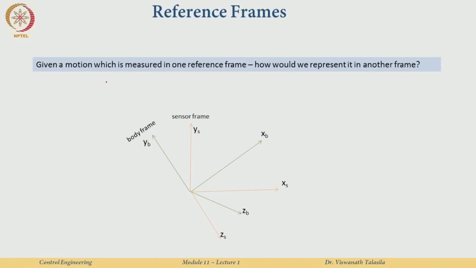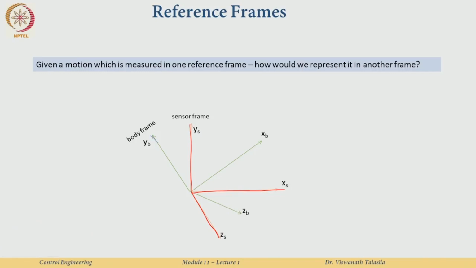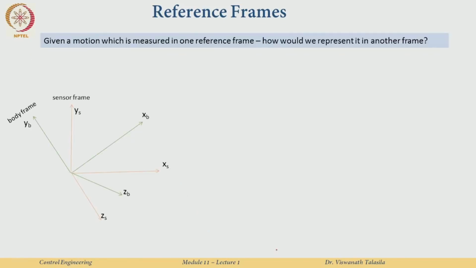The question would actually be, given a motion which is measured in one reference frame, let us say it is the sensor reference frame, how would you represent this motion in another reference frame, let us say the body reference frame. So, that is the basic question which we are asking. We will actually pose the question as follows. Given a motion which is measured in one reference frame, how would we represent it in another reference frame?